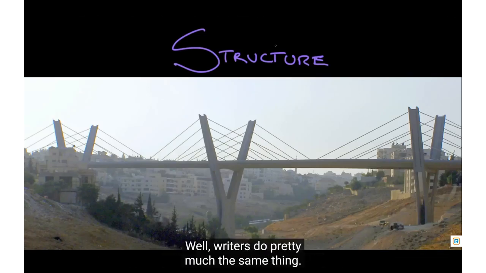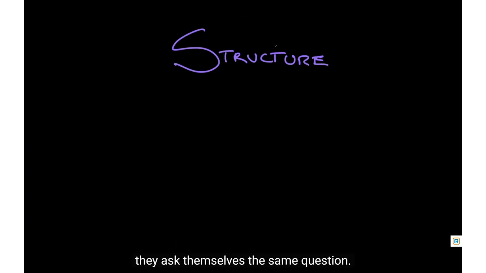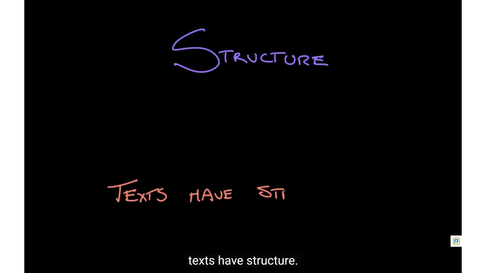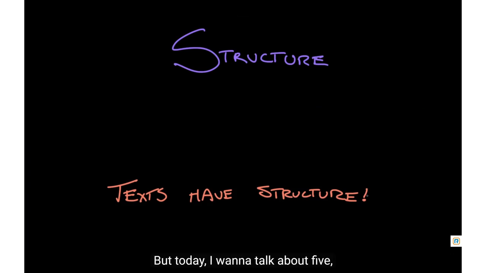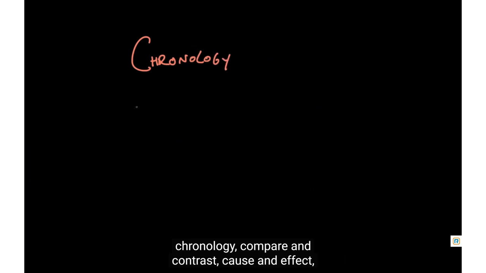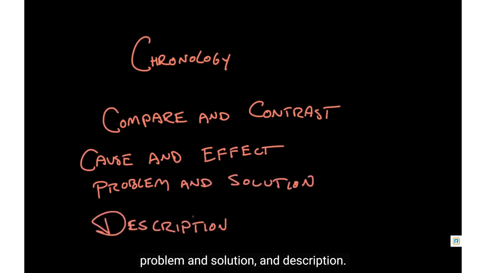Now, writers do pretty much the same thing. When an author creates an informational text, they ask themselves the same question. How's this thing going to stay upright? How shall I structure this text? Because although it's not physical in the way that a building is physical, texts have structure. You can't touch them, but you can see them. Now, there are many ways to structure a piece of writing, but today I want to talk about 5. Chronology, compare and contrast, cause and effect, problem and solution, and description.